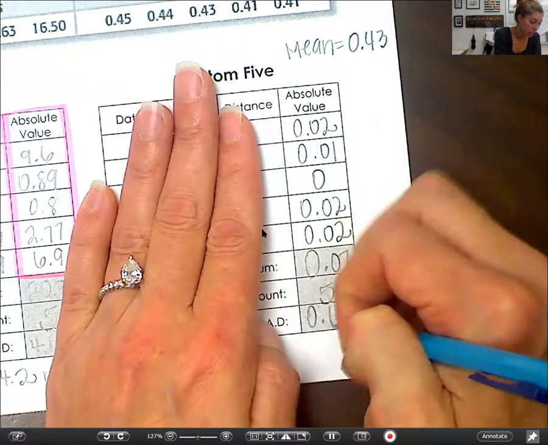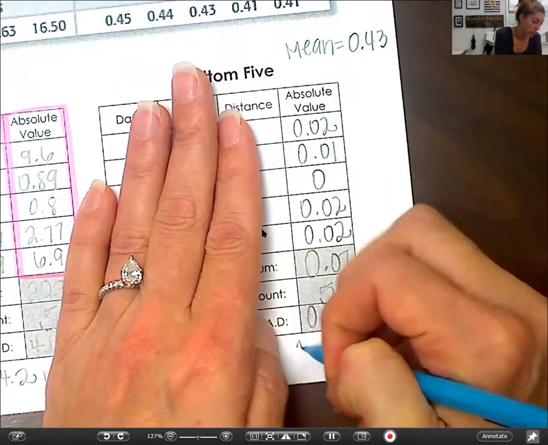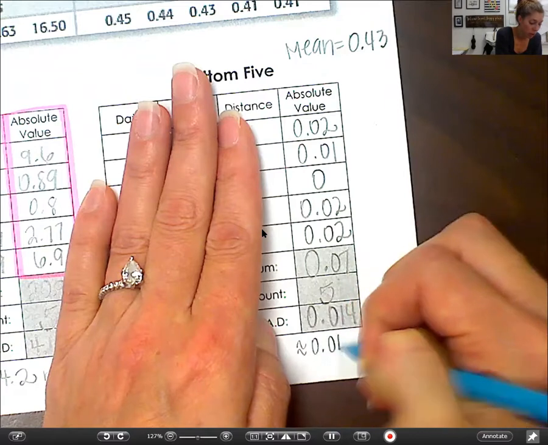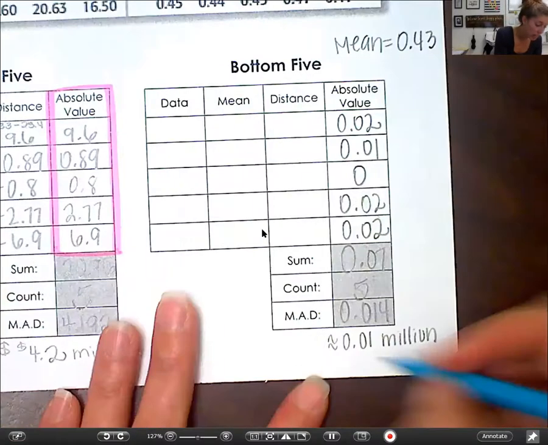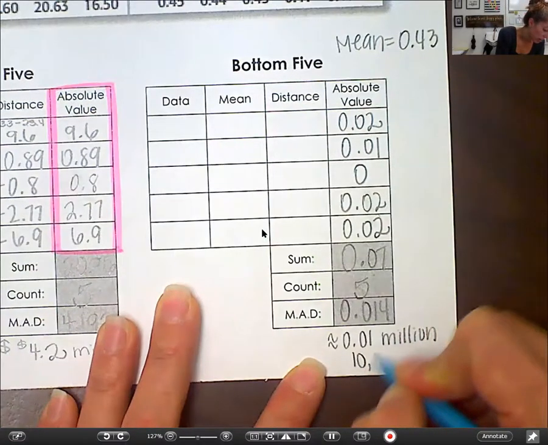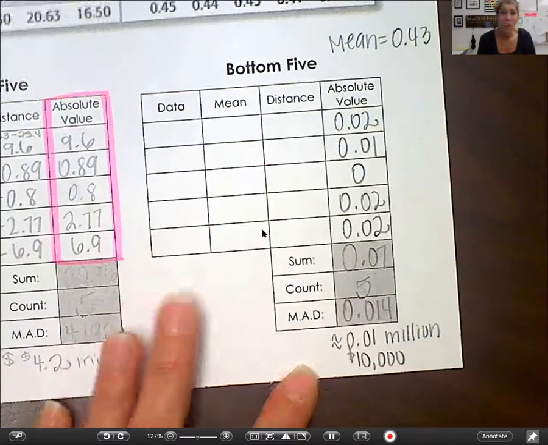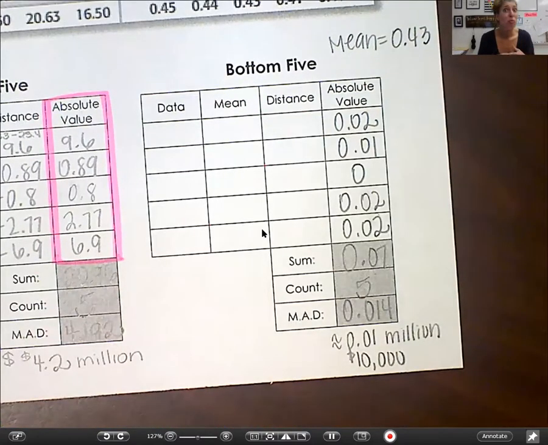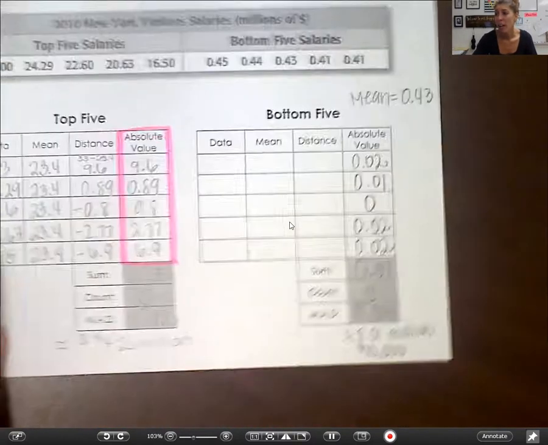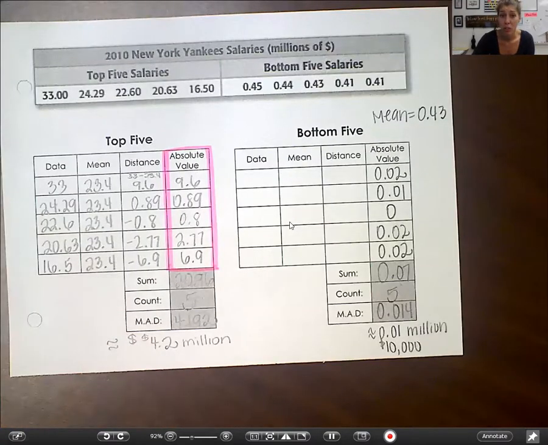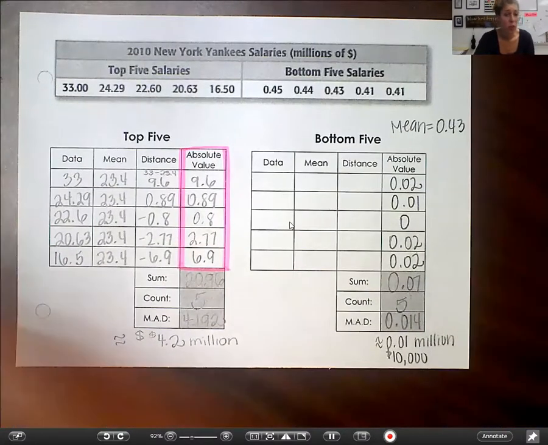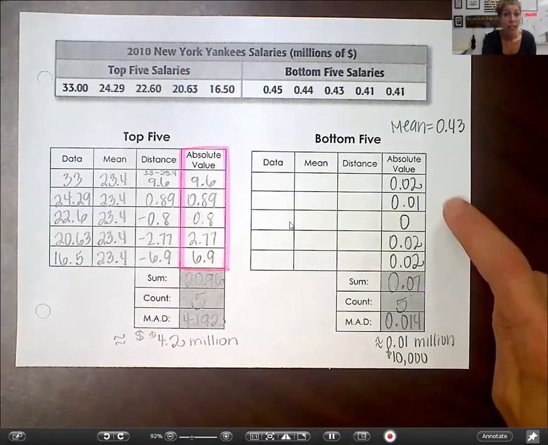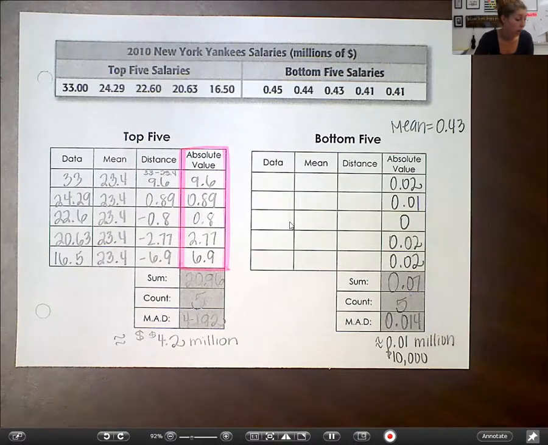I get 0.014. Let's say about 0.01 million, which before class, I calculated as $10,000. So that variance is really, really small, again, compared to the 4.2 million variance for the top five players. Look at the difference in the amount of work that I showed. Am I more likely to make a mistake here? You better believe it. And I want you to be really careful.